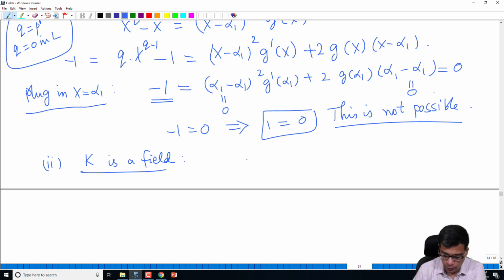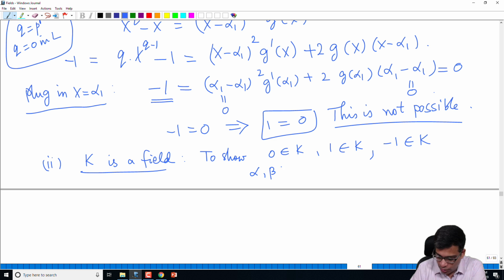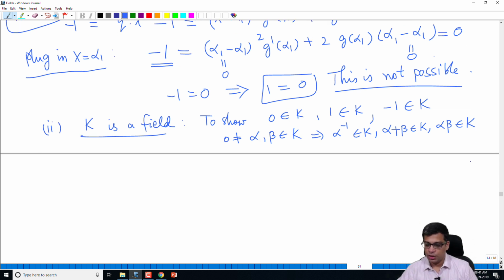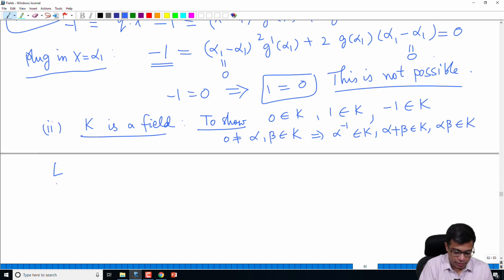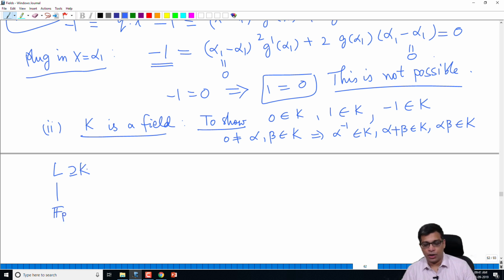So what do we have to show? I am going to skip most easy things. What are we going to show? We want to show 0 is there, 1 is there, minus 1 is there. If alpha and beta are in K, and let's say alpha is not 0, then alpha inverse is there, alpha plus beta is there, alpha beta is there, and so on. So these are the conditions, right? We have a subset of L, and we are claiming that it's a field.